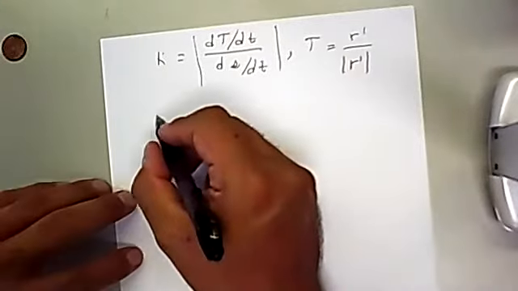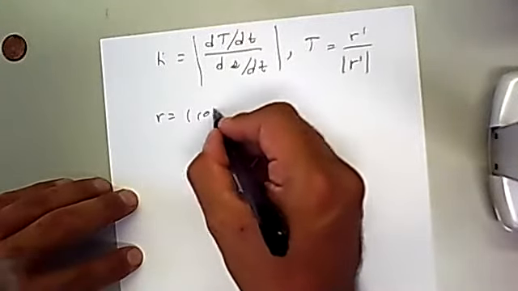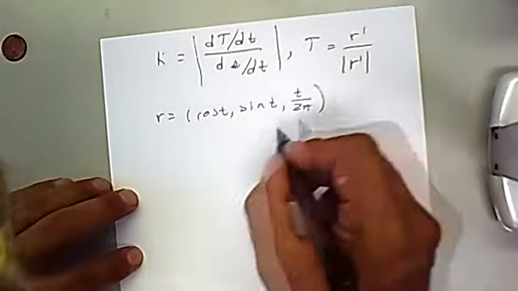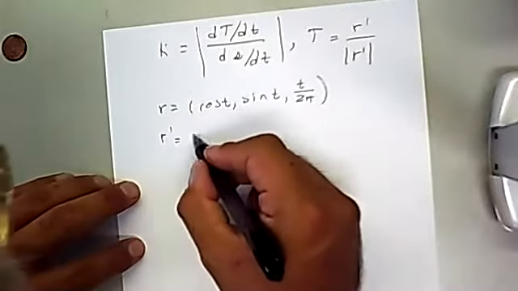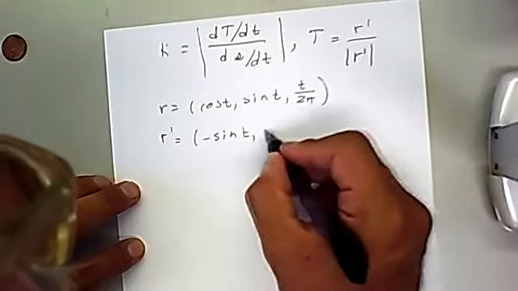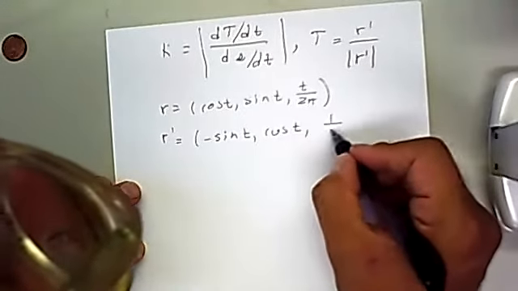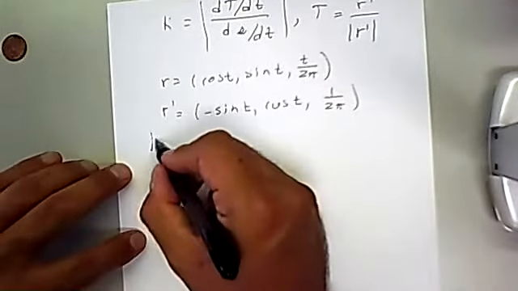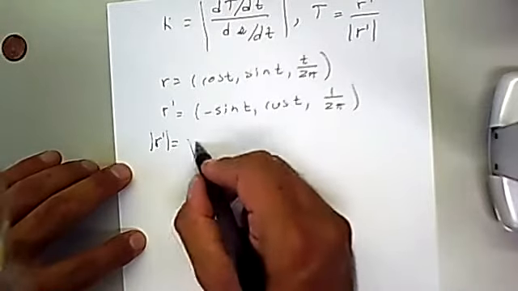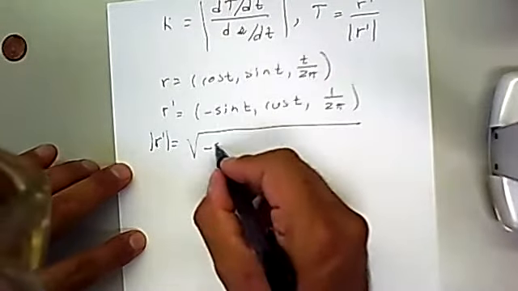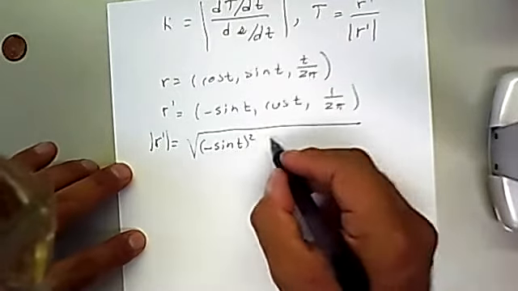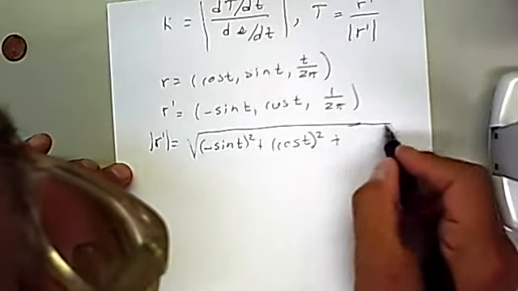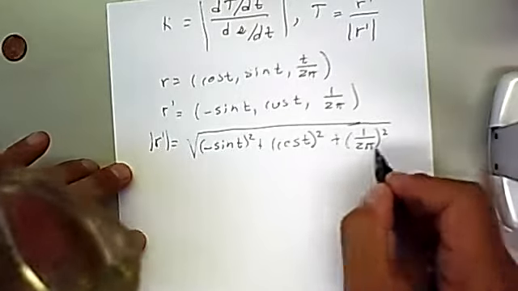All right, so let's start again with r. r is cosine t, sine t, t over 2 pi. The derivative will be negative sine t, cosine t, 1 over 2 pi. I'm just doing derivatives one by one. The magnitude of the derivative will be the square root of negative sine t squared plus cosine t squared plus 1 over 2 pi squared.